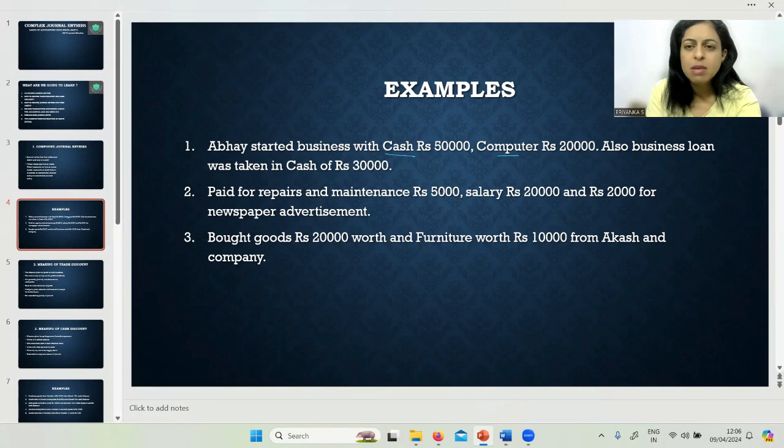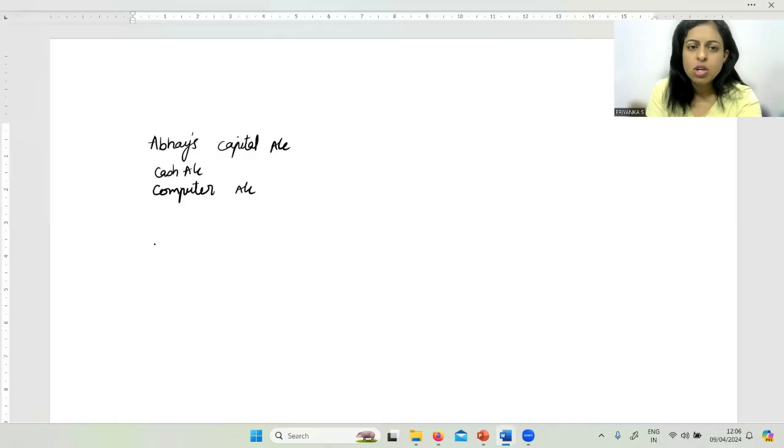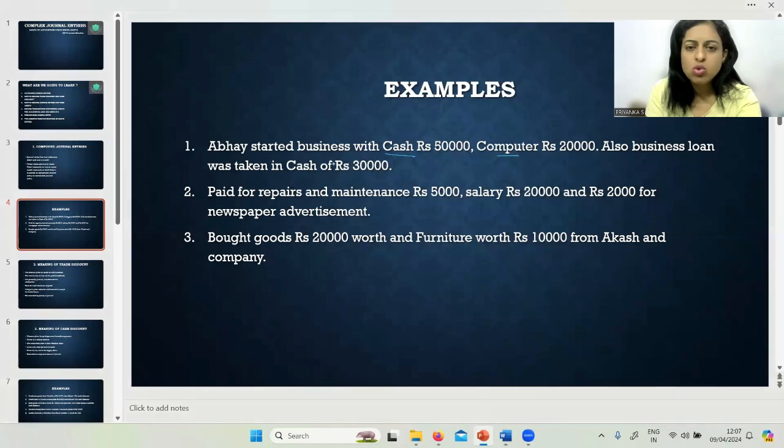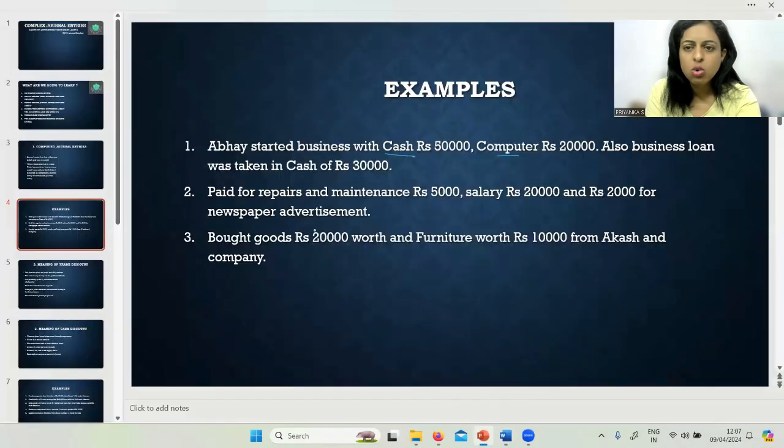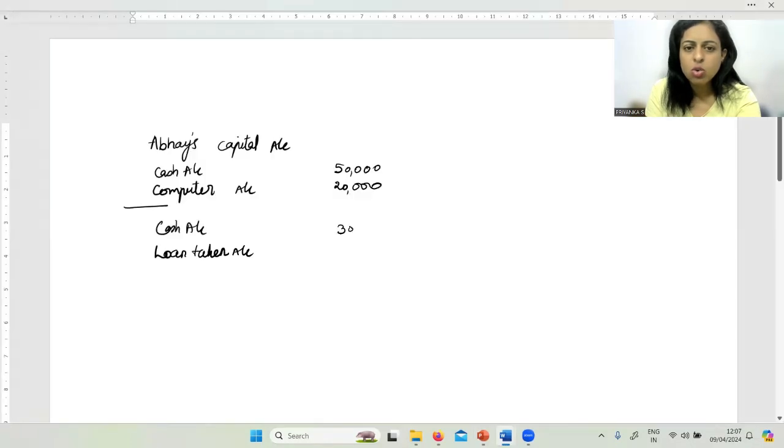Second transaction in the same date, you can say, is business loan taken in cash of 30,000. So this is the first part, and the second part is the loan is taken and in cash. So cash account again, and we have loan taken account. Now we'll write the amounts also just to be sure. Cash is 50,000. Then you have computer of 20,000. Then again loan cash is taken 30,000. Loan account will also be 30,000.